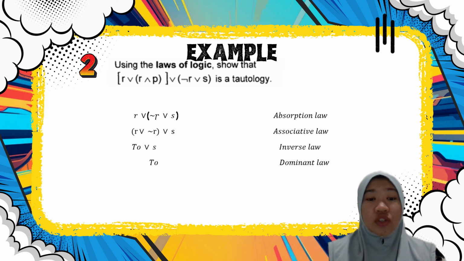Question number 2. Using the laws of logic, show that R or in bracket R and P, or negation R or S is a tautology. First, we will use absorption law at R or R and P. We will get R or negation R or S. And then we will put R or negation R together because we use associative law. And then we will get tautology from R or negation R using inverse law. And then lastly, we will get tautology using dominant law.